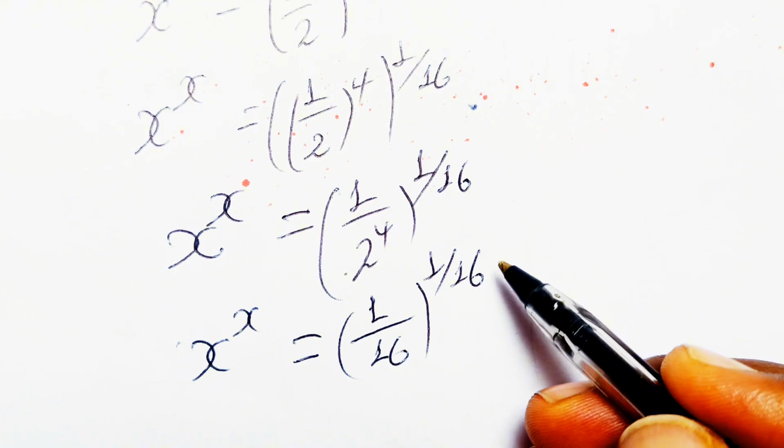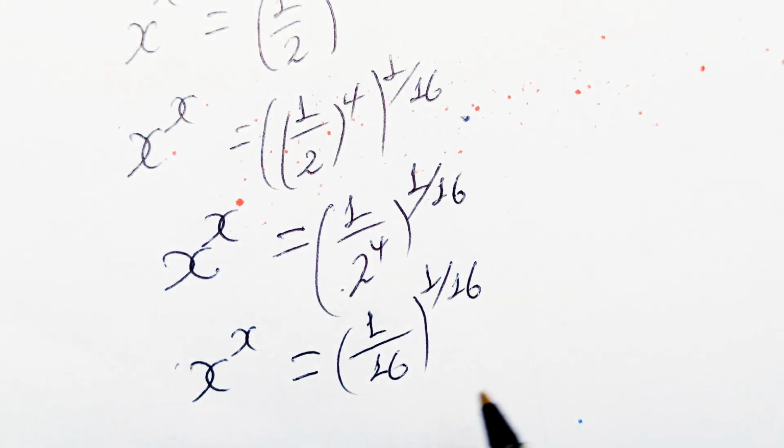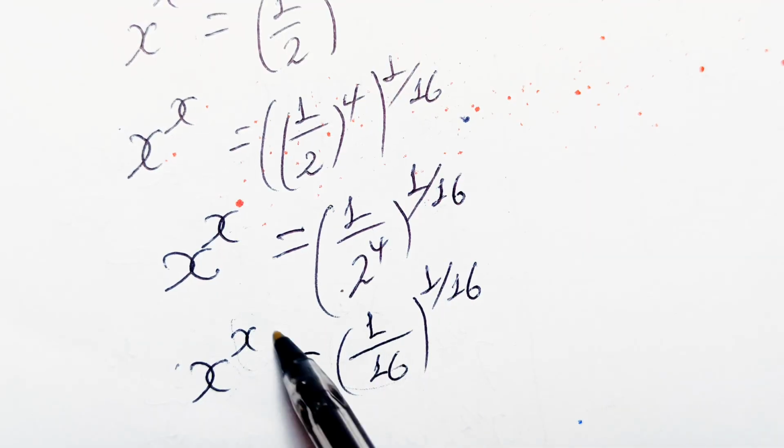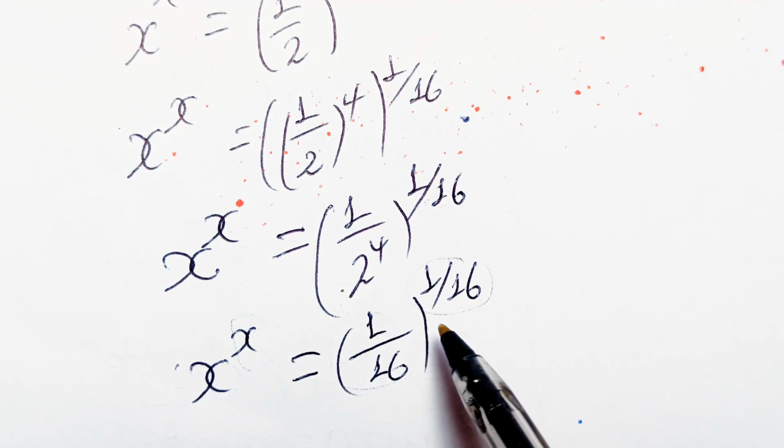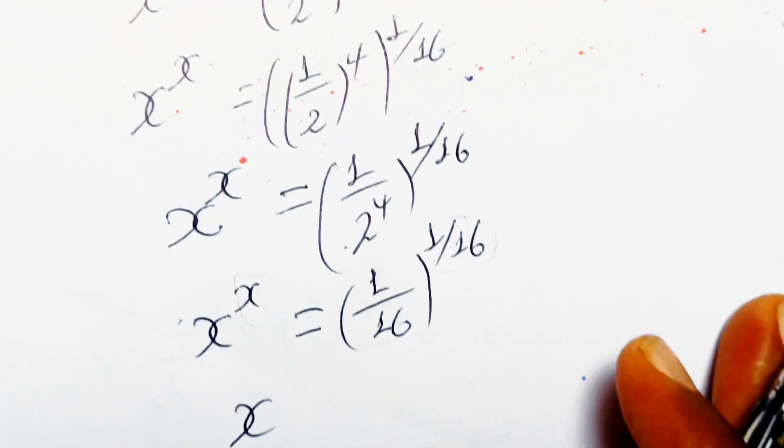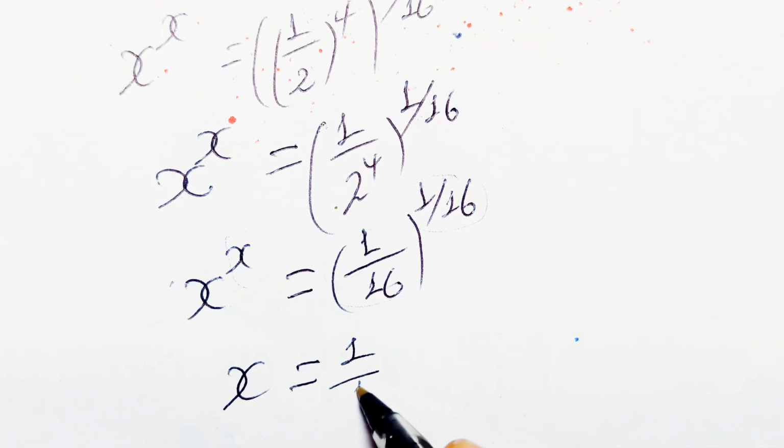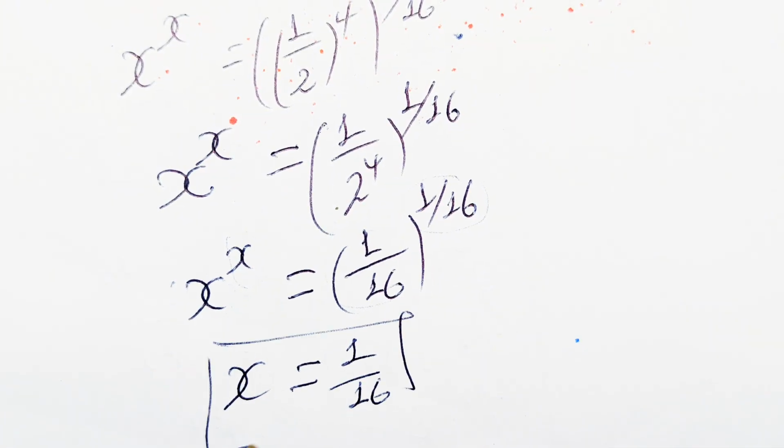Now we have constructed the same power, so we can equate x. Here we have x, and here we have 1 over 16. So we can say x is equal to 1 over 16. This is the correct solution.